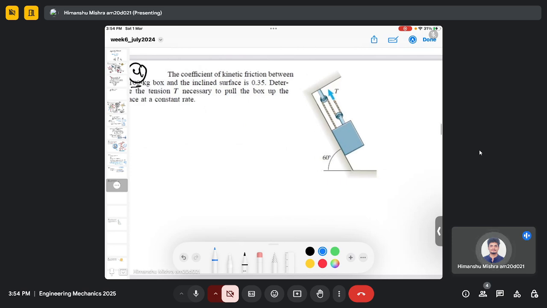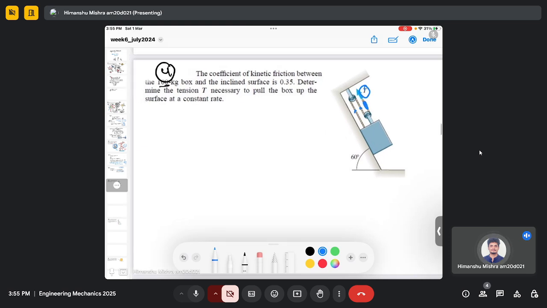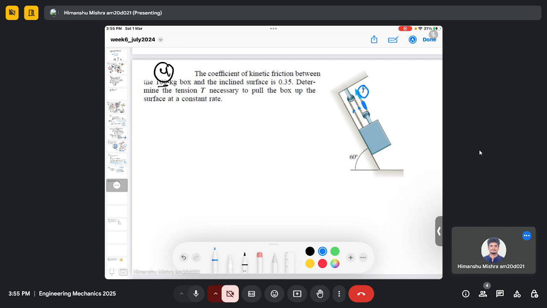So here we have again an inclined kind of problem. This is, I guess, the last inclined problem. In this problem we have these three ropes, and there is a tension acting on them. One of the tension forces is given in this last rope, which is T, and we need to determine the tension T which is necessary to pull the box up the surface at a constant rate. We have given the weight, and there will be a friction force also.